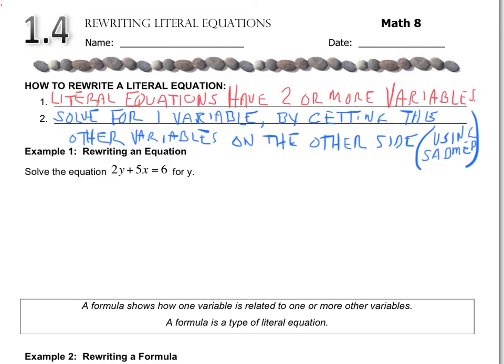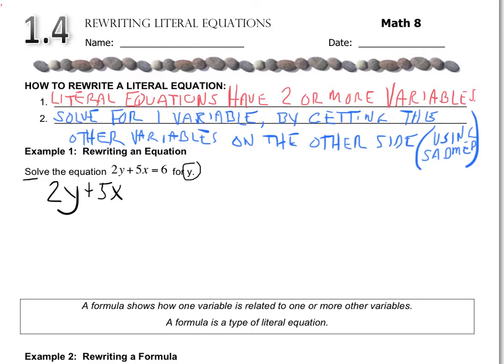So here we have an equation, 2y plus 5x equals 6. We want to solve this equation for y. Now we have two variables there, so we're not going to get a nice number answer. We're going to get an answer that has a variable in it because we have two variables. We're going to solve for one, but the other side is still going to have one. So we're still going to use our regular SADMEP.